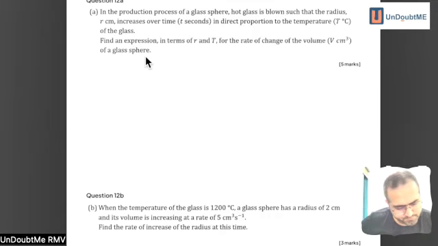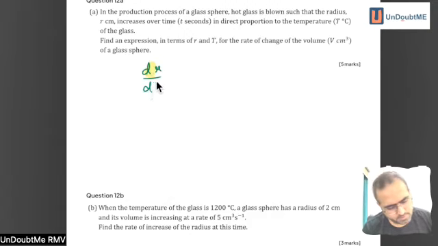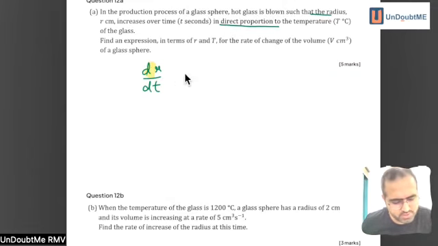I took the volume of a sphere, 4 over 3 pi r cubed, and I just differentiated it and I didn't know what to do after that. So I got 4 pi r squared times dr over dt. Okay, the first thing that needs to be done is there in the first paragraph only. In the production process of a glass sphere, hot glass is blown such that the radius increases over time. dr by dt is directly proportional to the temperature. That was the first step.